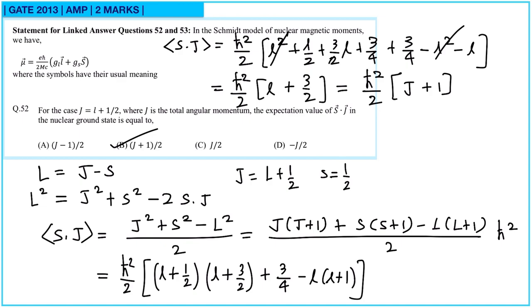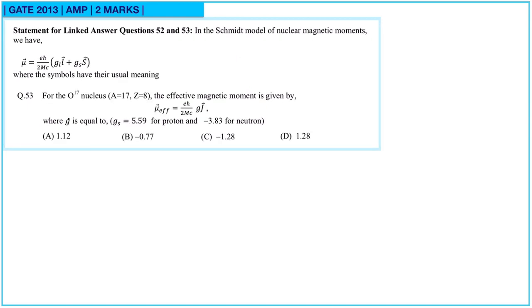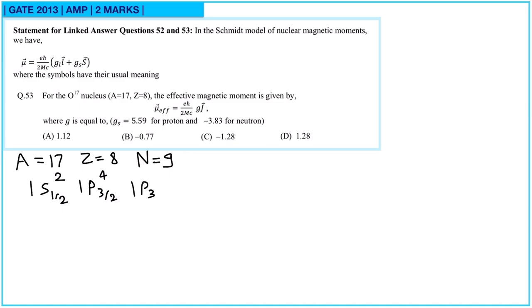Next question. For the O17 nucleus, A is equal to 17, Z is equal to 8. The effective magnetic moment is given by this expression where g is also given, then we have to calculate. Now A is equal to 17, Z is equal to 8, which means protons are all paired up, and neutron number will be 9. So these are unpaired. So we can write 1s 1 by 2, which will contain 2, then 1p 3 by 2, 4, then 1p 1 by 2, 2, so these are 8. Next one 1d 5 by 2, so 1. So the last neutron will be in this 1d 5 by 2.